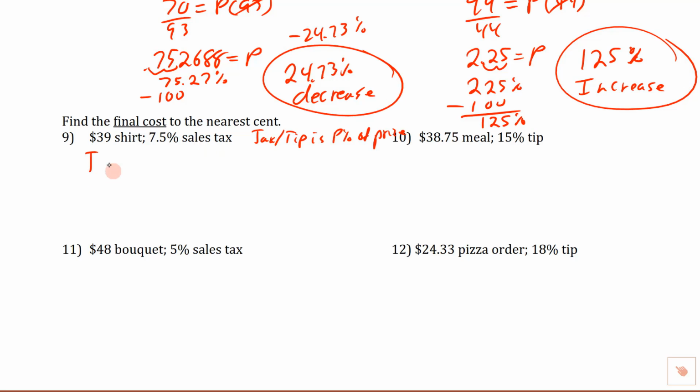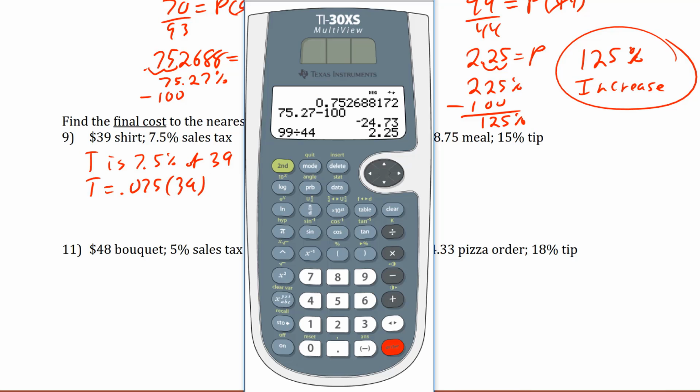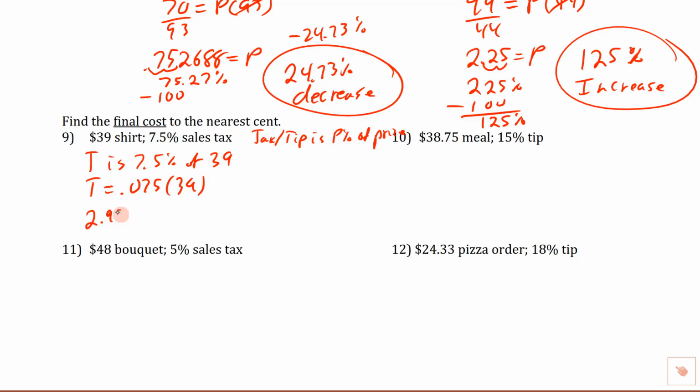So the tax is, let's see, some percent, 7.5% of 39. So we're going to go ahead and say tax equals 0.075 times 39. That's going to tell us what the tax is. So we'll grab that and we're going to do 0.075 times 39. And let's be smart about this. It's 2.925. We want to round this to the nearest penny. So this is $2.92 and a little bit more. That 5's enough to bump it up to a 3. So this is $2.93. So the tax is $2.93.